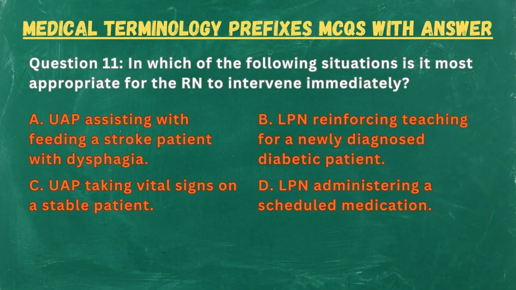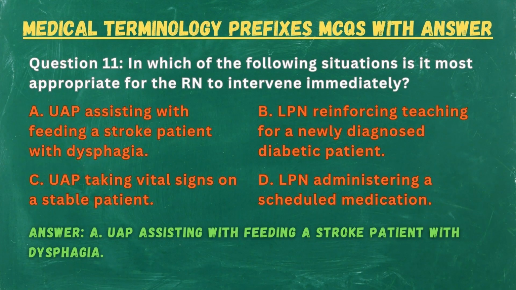Question 11. In which of the following situations is it most appropriate for the RN to intervene immediately? A. UAP assisting with feeding a stroke patient with dysphagia. B. LPN reinforcing teaching for a newly diagnosed diabetic patient. C. UAP taking vital signs on a stable patient. D. LPN administering a scheduled medication. Answer: A. UAP assisting with feeding a stroke patient with dysphagia.